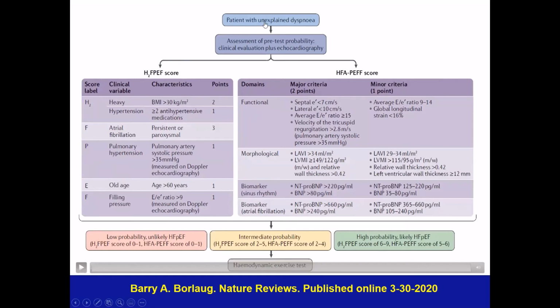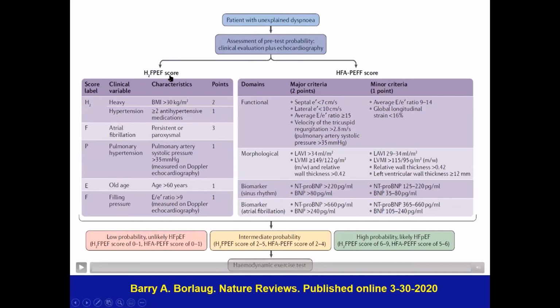So when you see the patient, you assess them clinically, and then you calculate their pretest probability based on clinical examination and echocardiography, okay? And then you put them through these scores. I'll go through the Mayo Clinic score. It's a lot easier. There are a lot more variables on the European score, and it's challenging to get to all of those variables in the time that we have.